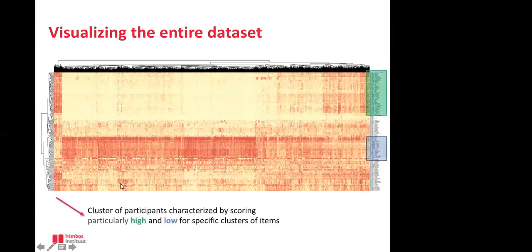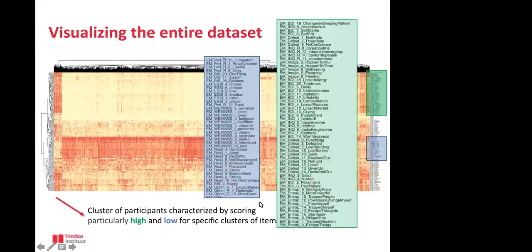So one of the things that immediately pops out is this one. We see here that there's this cluster of patients all the way at the left that appear to score fairly high for the green questions here and fairly low for the blue questions. And if we then take a further look at what these green and blue questions are, is this readable for you? Yes. Okay.